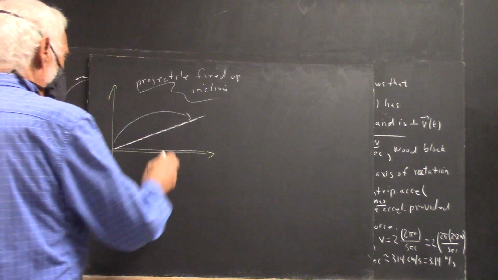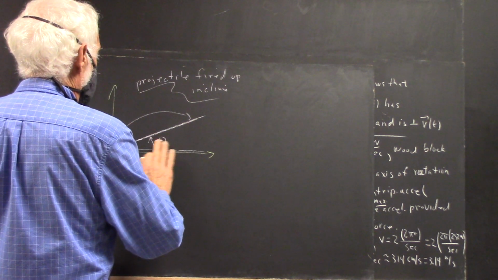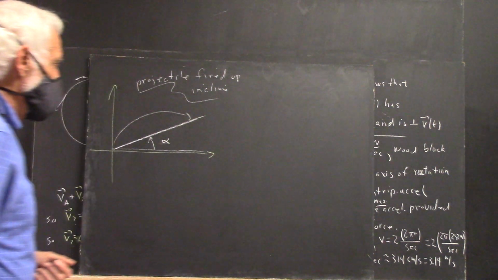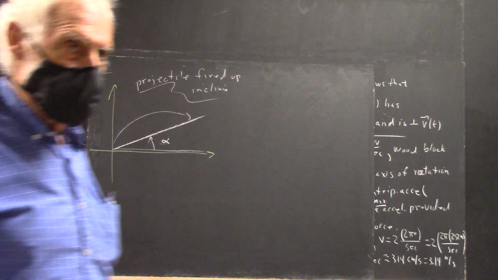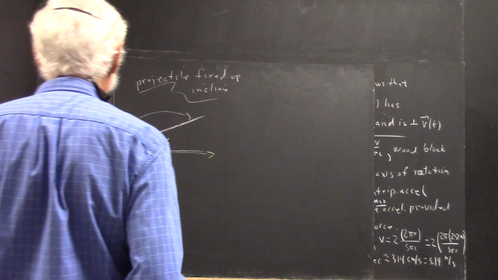And this incline is at some angle. I think it's probably good. I'm going to call that angle alpha. I don't think that's what the book calls it. I don't want to use the same thing they do. Okay? Alpha is a perfectly good angle.